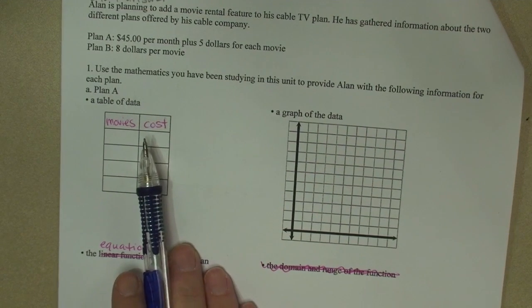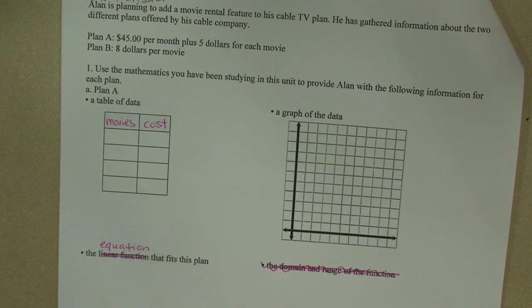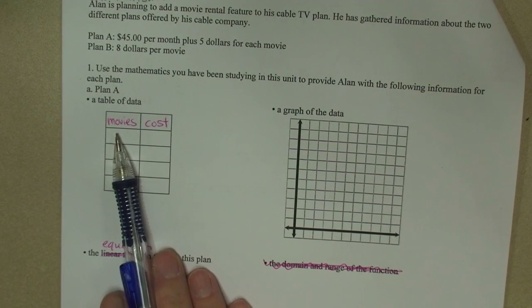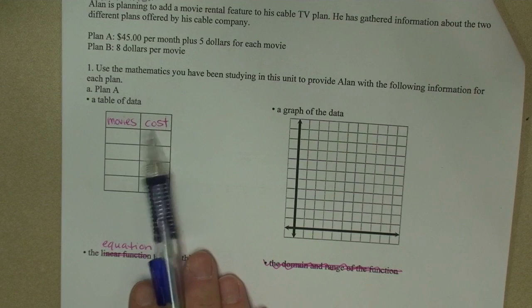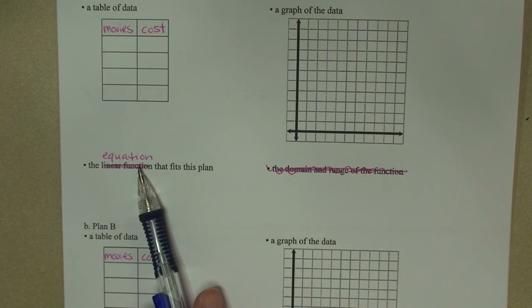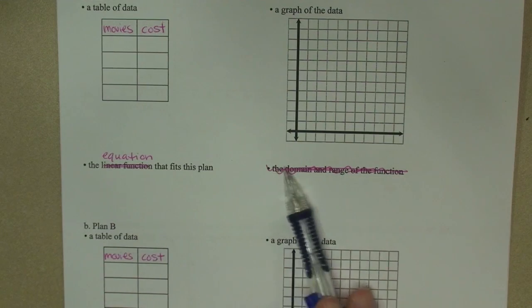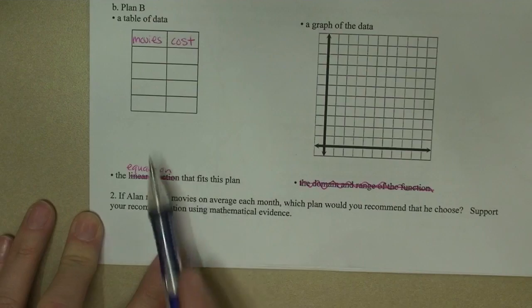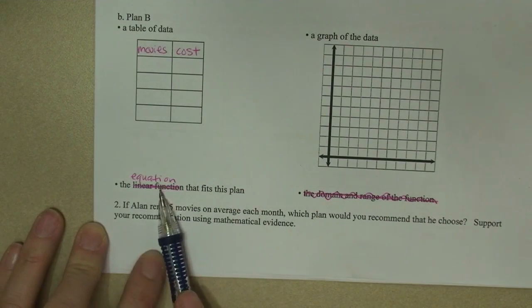I think I told my morning classes that was supposed to be months, and I apologize. I was rushing that day, and so it's supposed to be movies and cost. Down here, instead of linear function, it should say equation, and we scratched out everything about domain and range. Same thing down here: movies, cost, equation, scratch out everything about domain and range.